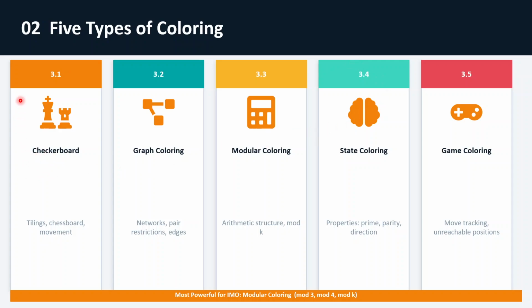There are 5 types of coloring: checkerboard or chessboard, graph coloring, modular coloring, just like I taught you before, state coloring, that is prime parity direction, and game coloring, I mean improving the question by organizing the data. The most powerful for IMO is modular coloring.